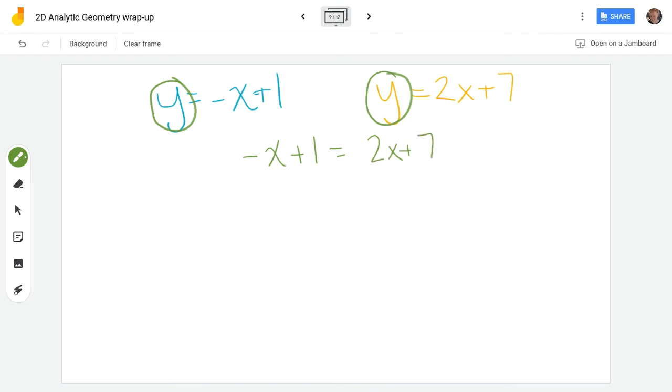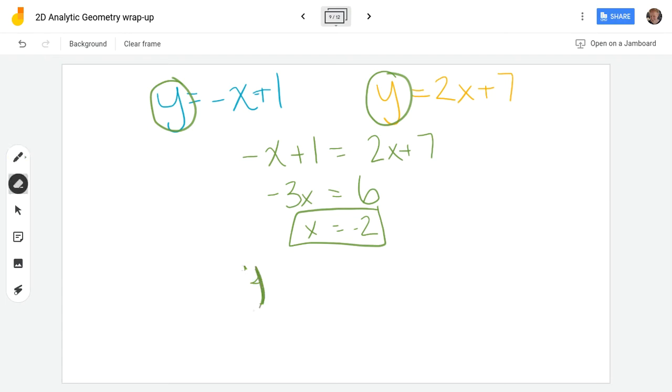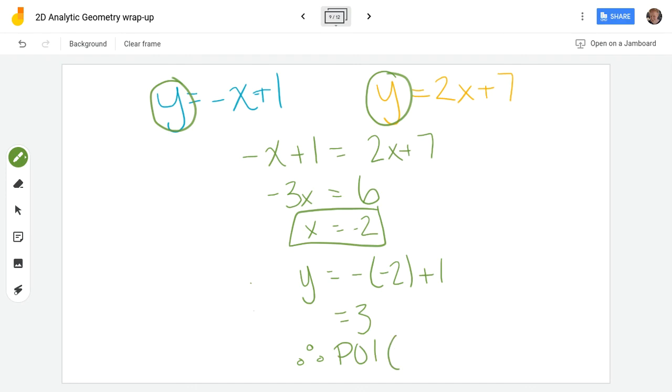And then I need to collect like terms. So I'll bring the 2x to the other side, so I'll get -3x. I'll bring the 1 to the other side, so I'll get 6, which means that x is -2. And I'll sub that back into one of the equations. Doesn't matter which one. First one looks nice and easy. -(-2) is 2, plus 1 is 3, which means the point of intersection is -2, 3, which actually means the circumcenter is that point.